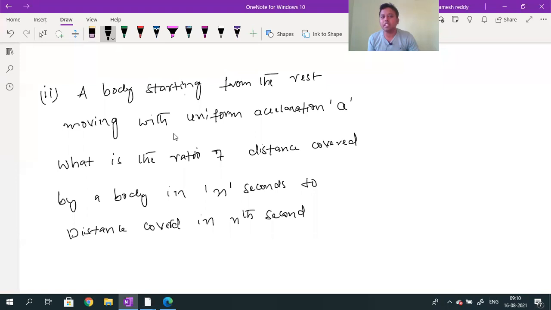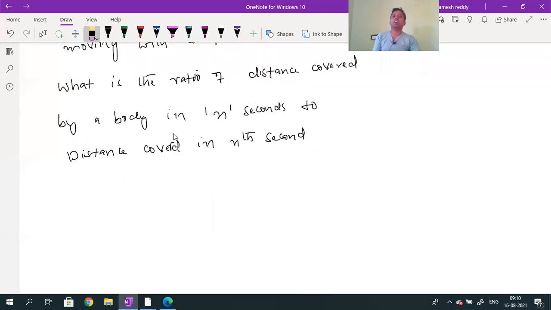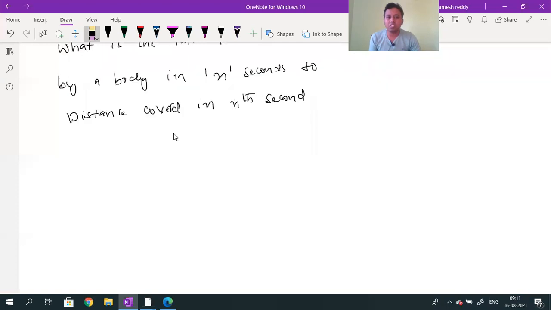So body starting from the rest, moving with a uniform acceleration E. What is the ratio of the distance covered by a body in n seconds to distance covered by a body in the nth second of the journey? Is this question understood? So how can we solve this question? Actually, body starting from the rest and the u value is 0. Acceleration is given uniform, so a value is constant, which is E only.